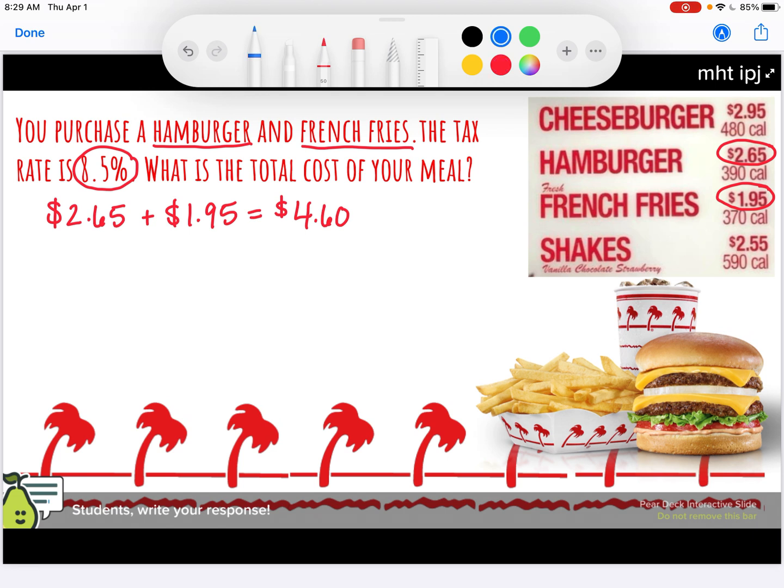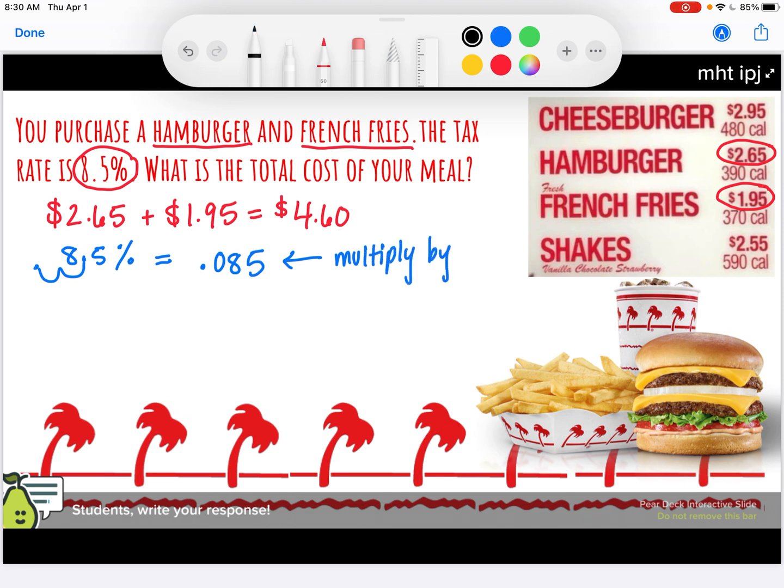What we want to do is move the decimal place 2 places to the left, or just divide it by 100, because we know percents are always out of 100. So I have 8.5% and I want to convert that to a decimal. So I'm going to go 2 places to the left. That's going to give me 0.085. And just so you know, if you did 8.5 divided by 100, it would give you the same thing. So this is what we want to multiply by to find the tax.